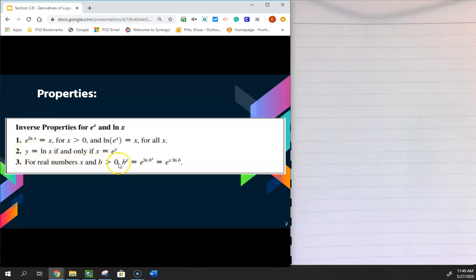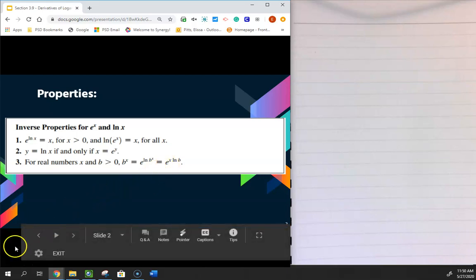And then last, b to the x equals e to the natural log of b to the x. Again, e and natural log undo each other. So if I take the natural log of b to the x and then I apply e to that, those would undo each other, and this is just equal to b to the x. And then a rule of logs is that when you have an exponent inside a log, you can bring that exponent down in front of the log, and so you get e to the x times the natural log of b. We'll be using those properties throughout this section.